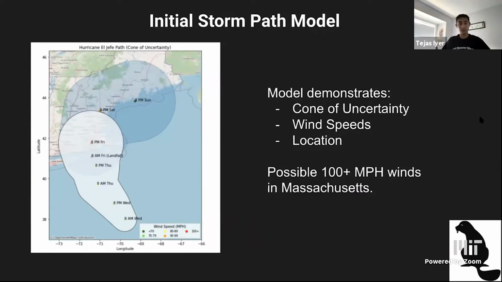So as we can see in front of us, we have the initial storm path model and cone of uncertainty for Hurricane El Jefe. The cone of uncertainty represents the probable track of the center of the storm over the course of the day. As of 8 a.m. on Wednesday morning, we see that wind speeds are expected to be between 70 to 79 miles per hour off the coast of Massachusetts, while as we approach the mainland East Coast later in the week, we see that the wind speeds get up to almost 100 miles per hour, making El Jefe a Category 2 hurricane. Predictions for Saturday and Sunday are shown by the region in blue, but these are still prone to more errors given that the center of the hurricane could move anywhere in the region, which is why it's called the cone of uncertainty.